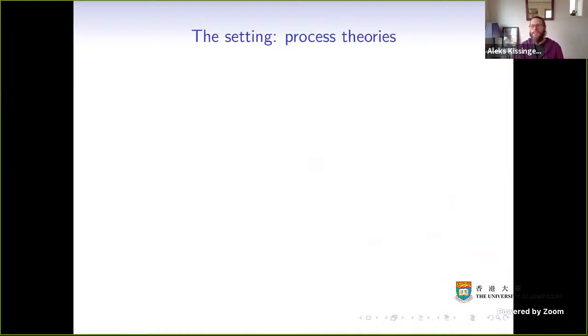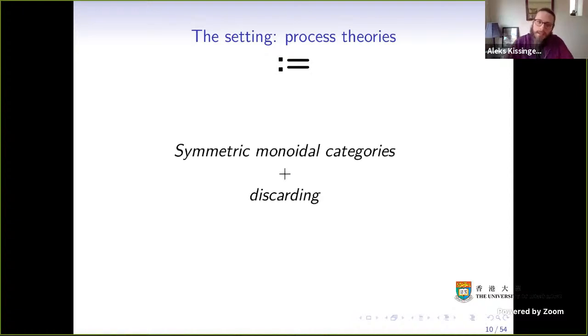So what's the setting? I said this is a very abstract thing, and I've talked about black boxes. So what is a black box, and how do I model the things that I can do to them? The setting is process theories. If you know what these words mean, a process theory is a symmetric monoidal category with discarding. If you don't know what these words mean, it doesn't matter, because I'm going to tell you what a process theory is.